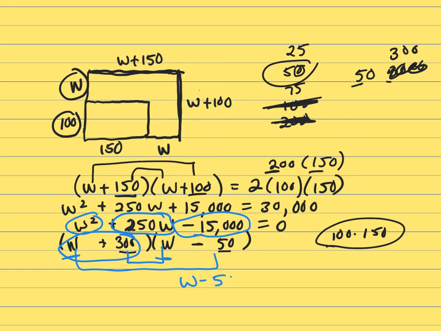So this one will give you a negative number. So W minus 50 equals 0, W equals 50, and you could eyeball that. So your answer is B.